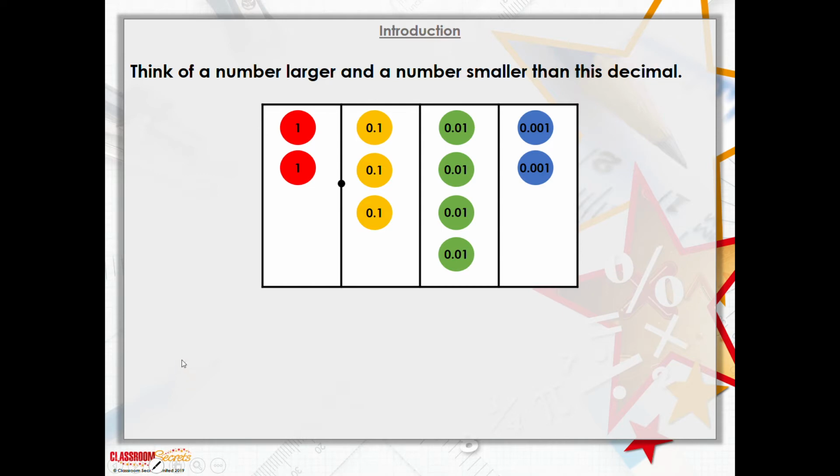Can we think of a number larger and a number smaller than this decimal? So have a little look at what you've got there. Can you think of a number that's larger and a number that's smaller than this decimal? Just give you a couple of seconds to have a look and have a think.